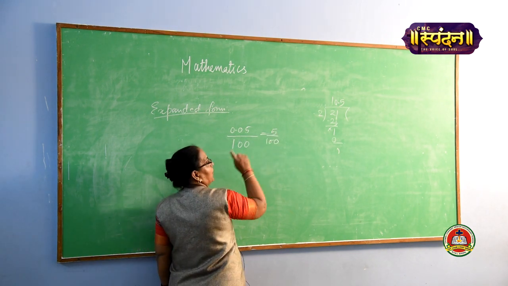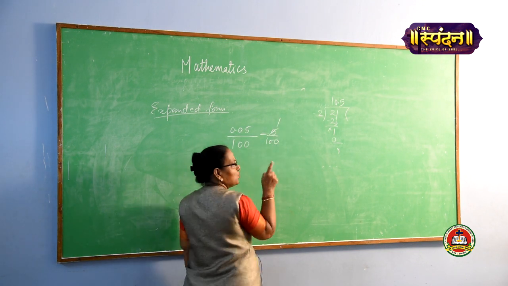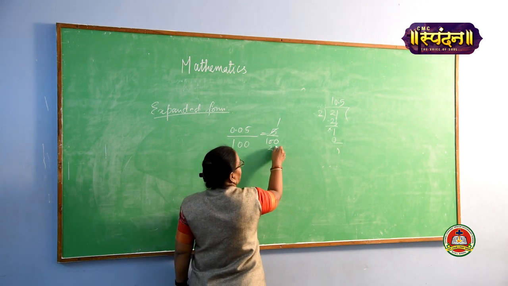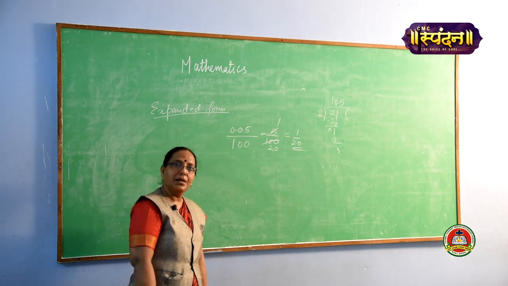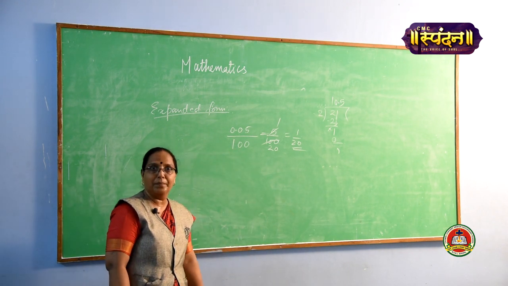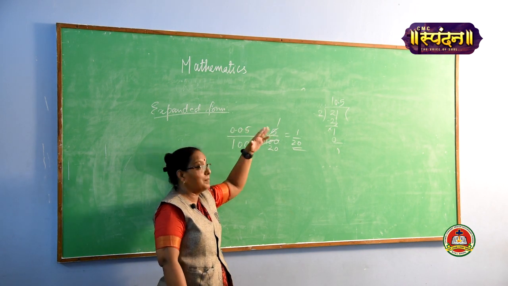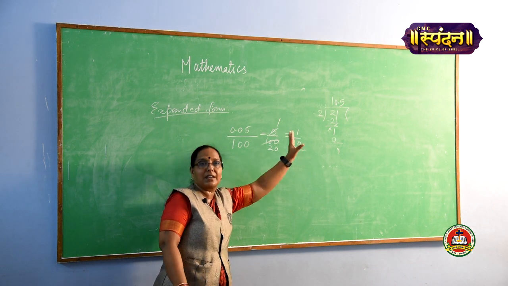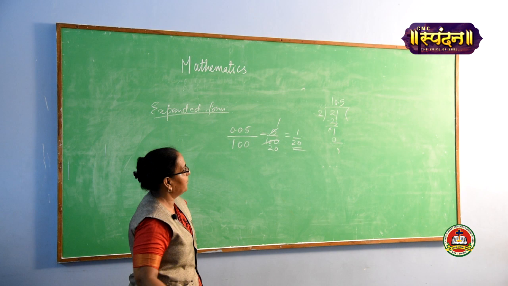Then this is 5 upon 100, this is the fraction form, and for the simplest form, there is one common factor by which we can divide these two numbers. So the answer is 1 by 20. This is the simplest form. They can ask this from a decimal number or from a fraction. That means this is the simplest one. After this it cannot be simplified further. So this is called simplest form.